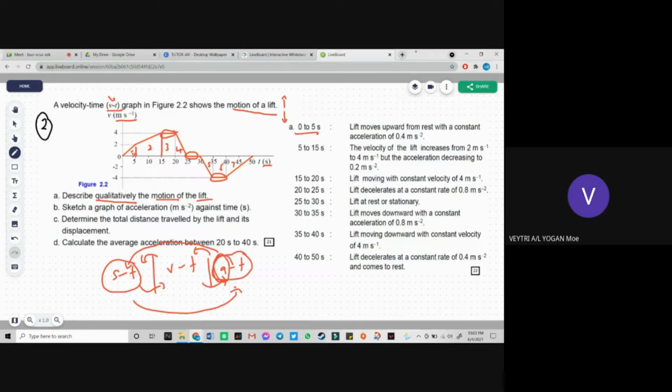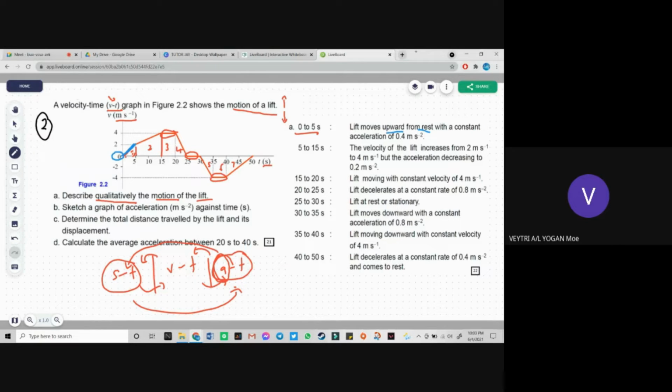0 to 5 seconds, going up like this. Let me use another color. 0 to 5 seconds, the lift moves upward. Motion of a lift, upward, downward, very important. You guys can even write positively upward or so on, but it's best to stick to lift. We're talking about lift right now. So the lift moves upwards. Why upwards? It's going up right here, positive velocity. From rest, why rest? Because it's 0 over here. With a constant acceleration of 0.4.